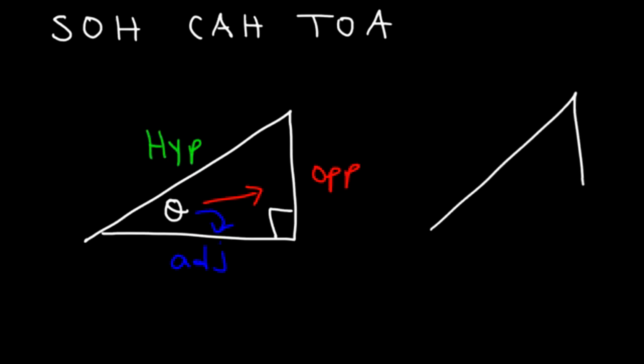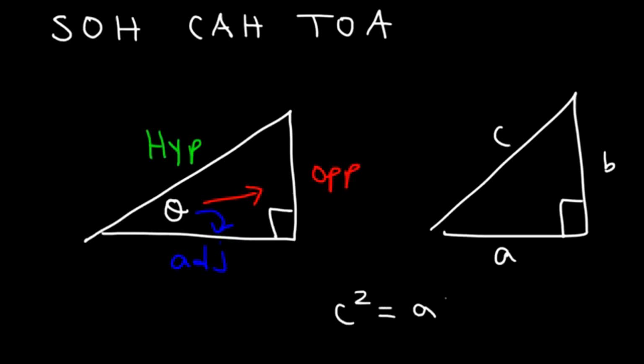That's the longer side of the triangle. Now if you recall, this is A, B, and C. The Pythagorean theorem applies to right triangles: A squared plus B squared is equal to C squared. But we're not going to focus on that too much, just be familiar with that equation.